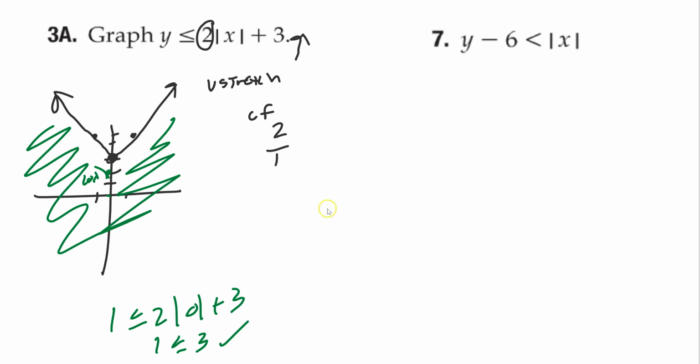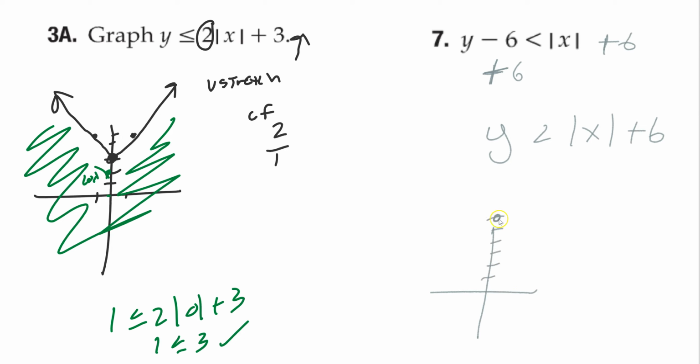Next one real quick. First step is go plus 6. Get the y by itself. So y is less than absolute value x plus 6. On a graph, that's go to 6. Shift with slope of 1 and 1, so kind of like normal. And less than, so shade below.